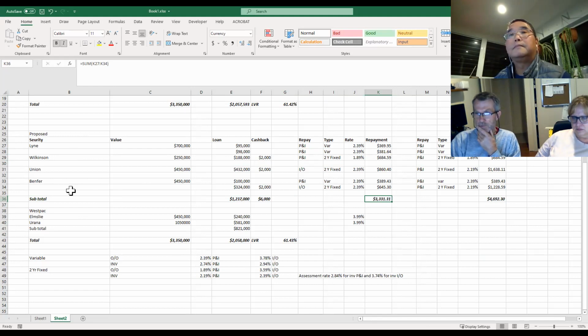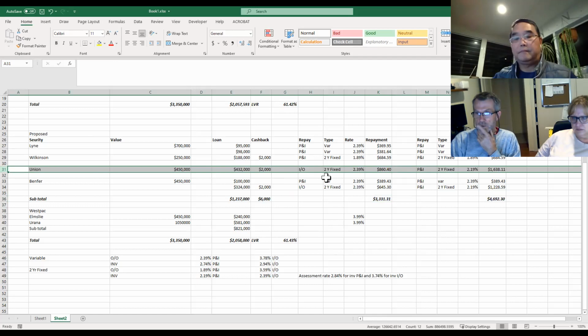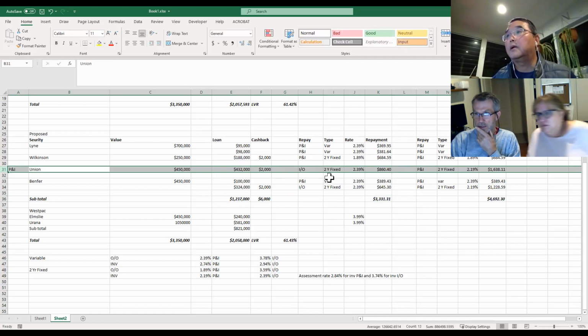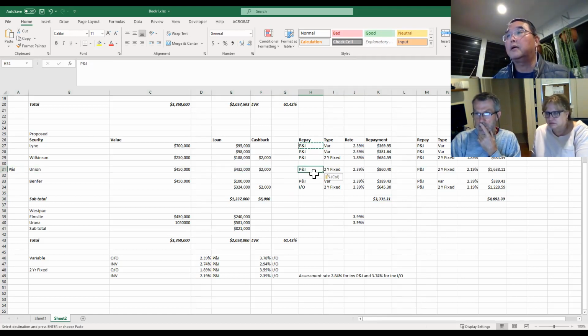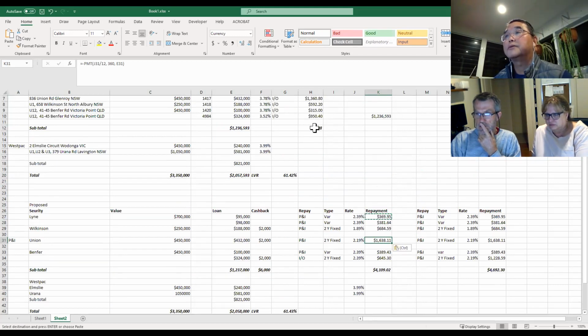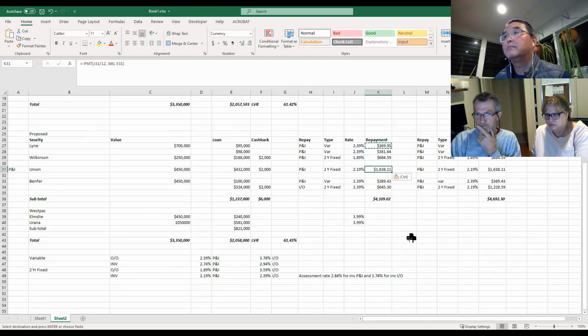If we were to change the union loan up to P&I as well, what would that do? The rate would be 2.19, and the repayment will be a little bit higher. That's a P&I repayment. So this 4,109 is close to your current repayment. Now let's put the last one onto P&I.